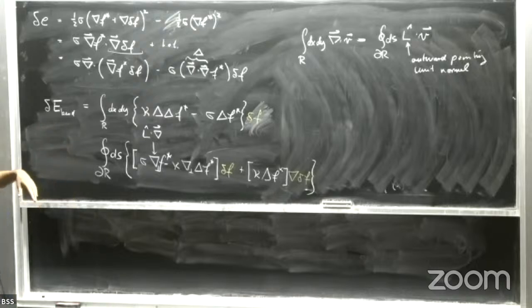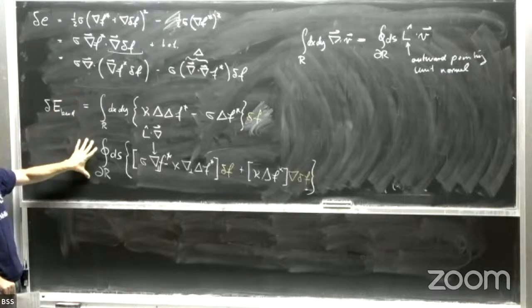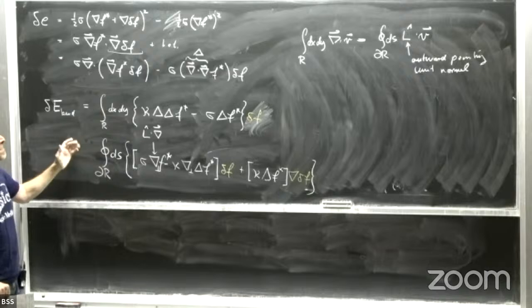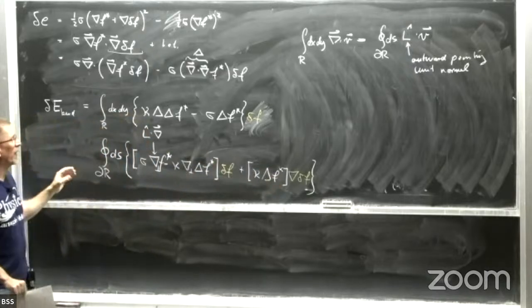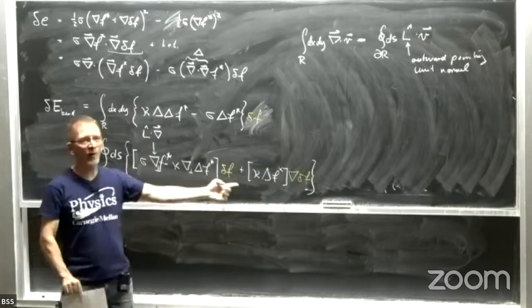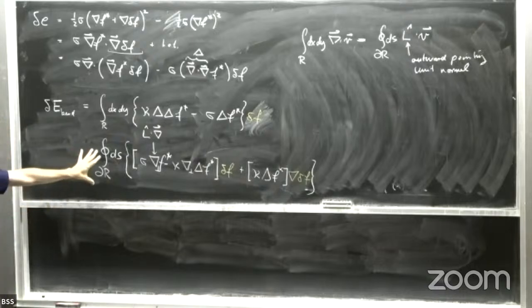When people do these derivations in textbooks, in papers, you typically only see this, and then they say the boundary terms will probably vanish. I understand why they don't write it down, because this looks scary. But will these things automatically vanish? No, they will not. We have to make sure they vanish.